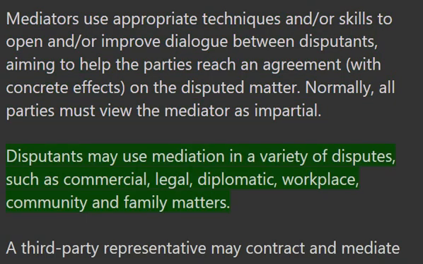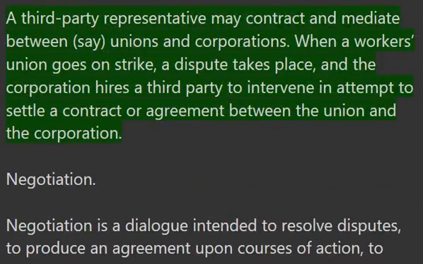Disputants may use mediation in a variety of disputes, such as commercial, legal, diplomatic, workplace, community and family matters. A third-party representative may contract and mediate between, say, unions and corporations. When a workers' union goes on strike, a dispute takes place, and the corporation hires a third party to intervene in an attempt to settle a contract or agreement between the union and the corporation.